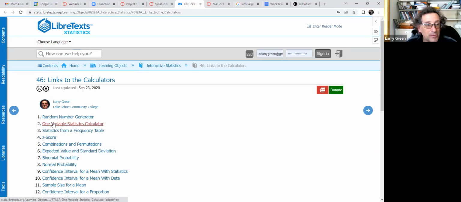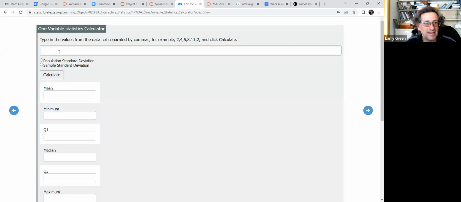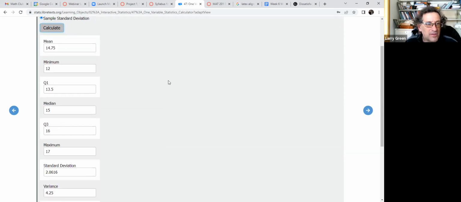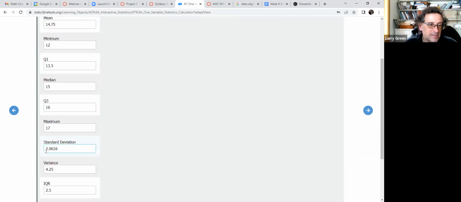So if I go to one variable statistics, I look at these numbers. This is a sample of all students. So it's not a population standard. We want to sample and hit calculate. The mean is 14.75. Okay. So the standard deviation is 2.06 about.